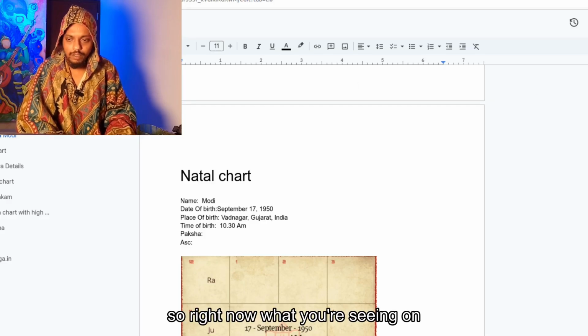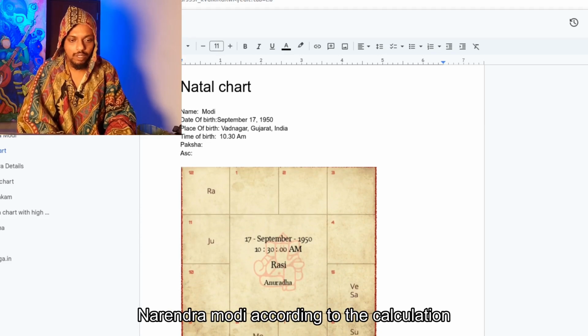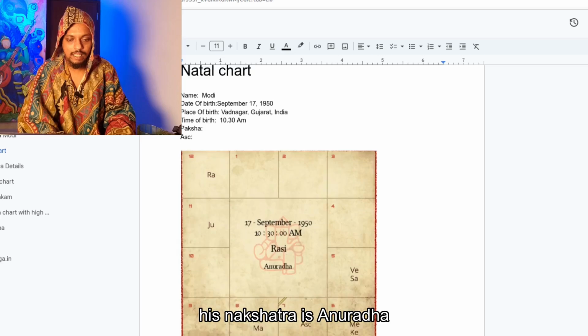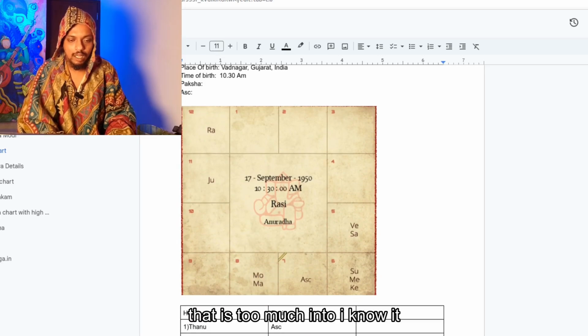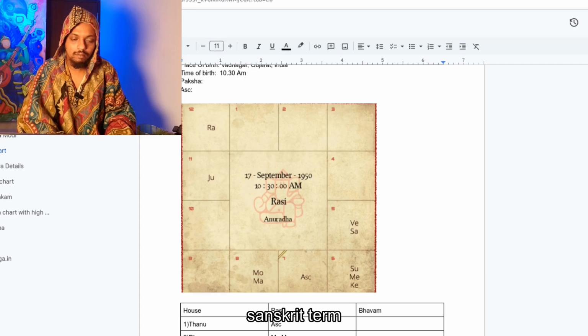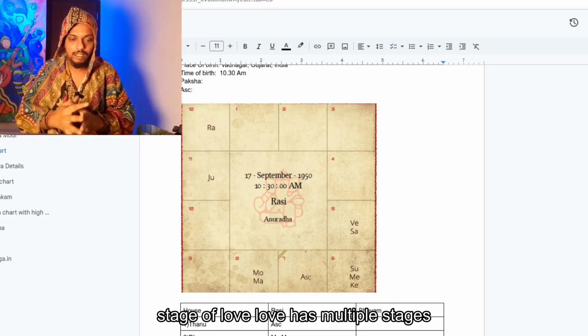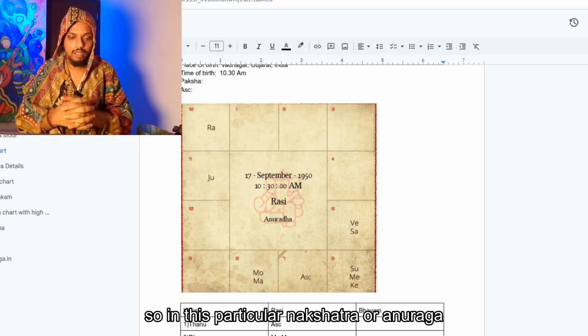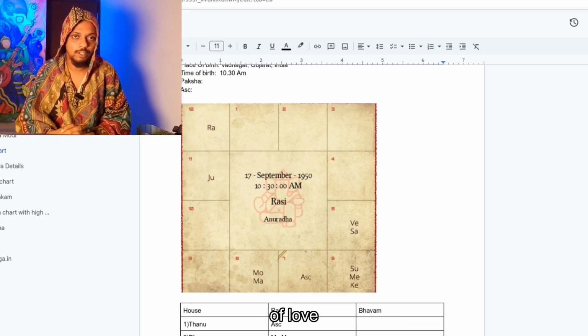So right now what you are seeing on the screen is the birth chart of Narendra Modi. According to the calculation, his nakshatra is Anuradha. Anuradha means the nakshatra that is too much into Anuraga. Anuraga is the Sanskrit term for the seventh stage of love. Love has multiple stages, and in this particular nakshatra, Anuraga is basically the seventh stage of love.